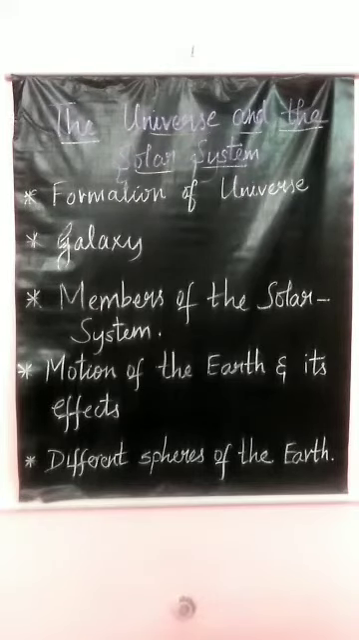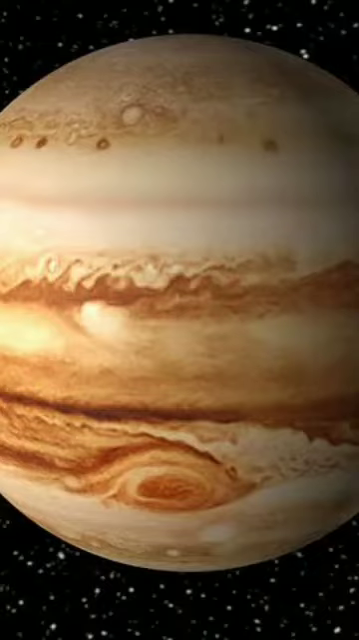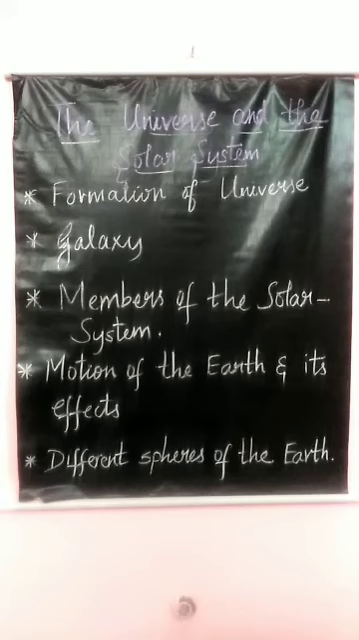Which is the largest planet? Yes, Jupiter is the largest planet. It is the fifth planet from the Sun and the largest planet in the solar system. It is also called a gas giant planet because its atmosphere is made up of mostly hydrogen and helium, like the Sun.